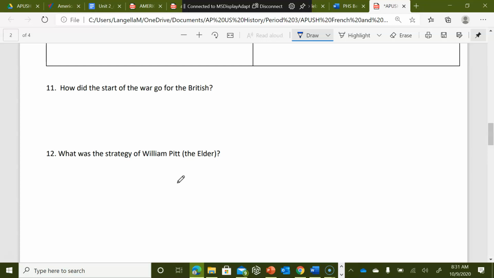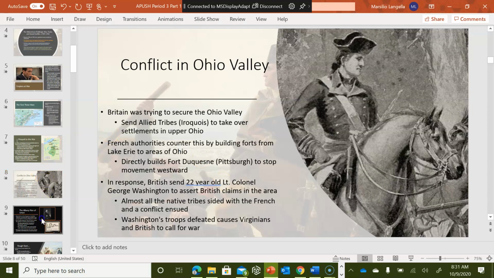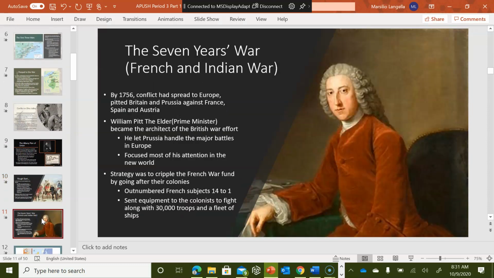William Pitt the Elder's strategy was to focus on the war going on in the world instead of in Europe, because they figured if they could attack France's colonies... Yeah, perfectly. When you look at the strategy, they thought France is getting all the resources from Canada. So he's saying, I'm going to let Prussia deal with them in Europe, and I'm going to focus all my energy in Canada.